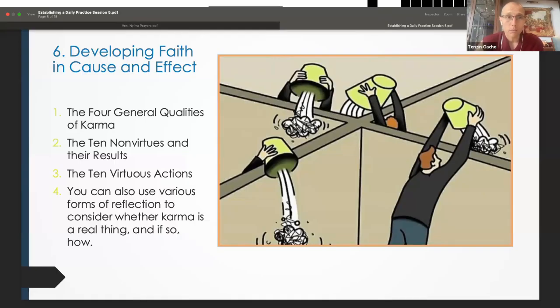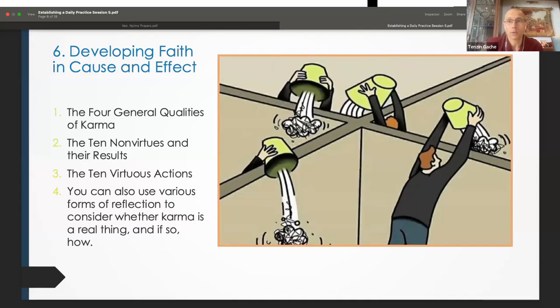But in any case, here within the Lamrim, there are these reflections on the four general qualities of karma, which talk about how karma is definite, how karma increases, that a small action can have a large result, that we will not meet with the result of a karma we did not create, and also that what we do create will not just disappear. And then we have the 10 non-virtues and their results, and the 10 virtuous actions. So this is thinking about the particularly heavy actions and wanting to avoid them.